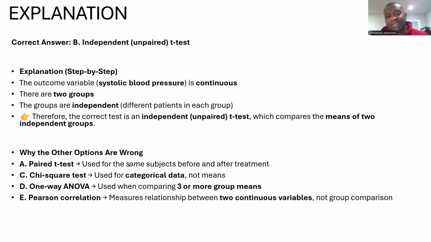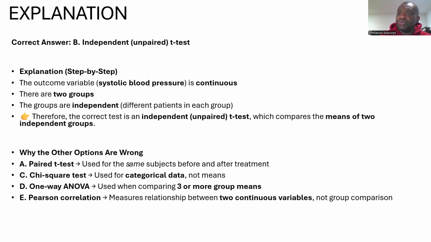The correct answer is the independent or unpaired t-test, and the reason why it's the correct one is this. The outcome variable is continuous, in that systolic blood pressure is a continuous variable, and there are two groups. That's why the t-test fits best, and the groups are independent, with different patients in each group. Therefore, the correct test is an independent or unpaired t-test, which compares the means of two independent groups.